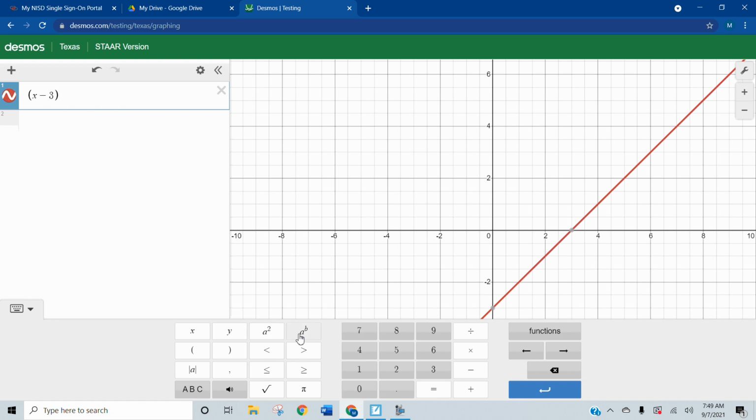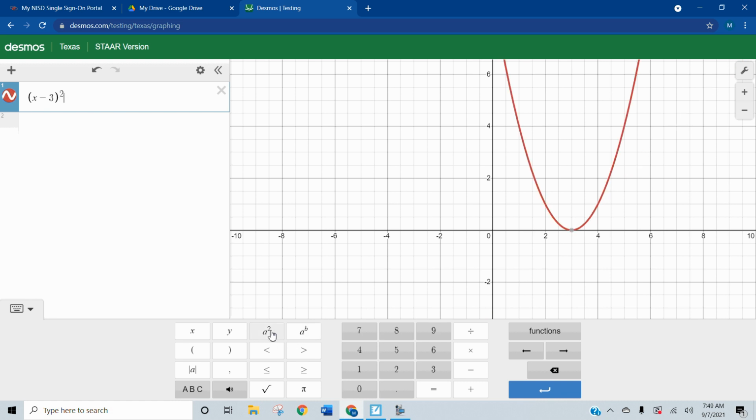I could use this one here. So let's see what they both do. That squares it. This one raises it to a power, and then I have to type 2 and then move out of the exponent's place. So that one's a little more convenient for the 2 power. And let's see, what else do we got? And then plus 2 outside the parentheses. So we get a quadratic function.